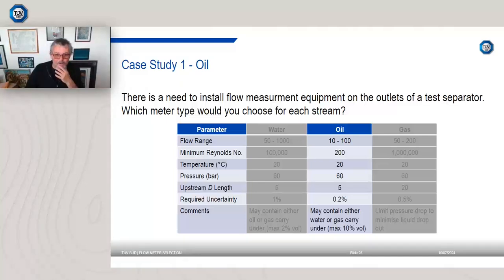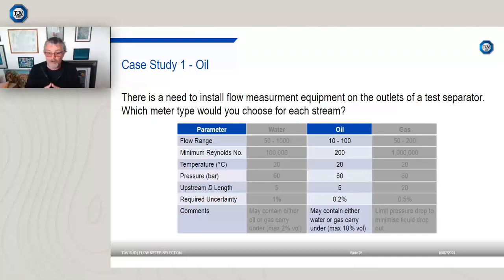Let's look at that. So the oil has a flow range of 10 to 1 turndown. That's not particularly difficult. The minimum Reynolds number is 200. That's very, very low. That's in the laminar flow region. Now that's not the easiest place to measure. The temperature's fine, room temperature. The pressure is 60 bar. Well, it's high pressure.